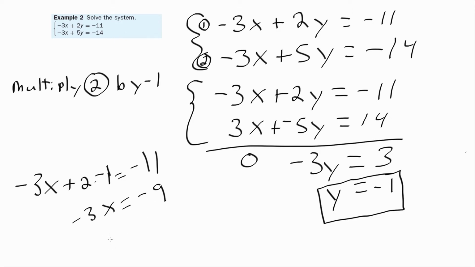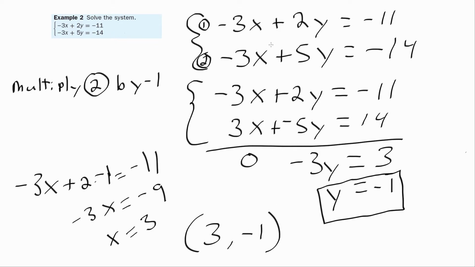Negative 3 goes into negative 9. Negative into a negative is a positive, and it's 3 times. So I have my solution: 3, negative 1 is the solution for the system of equations.